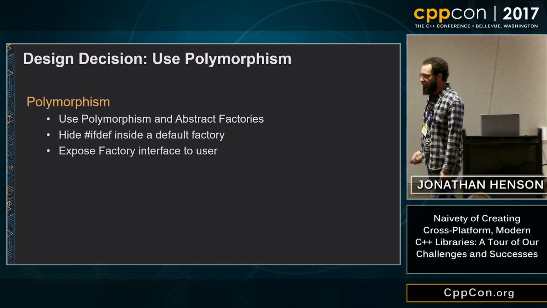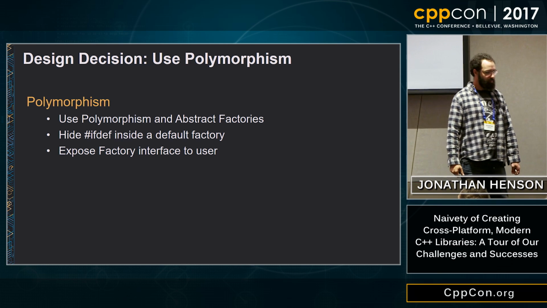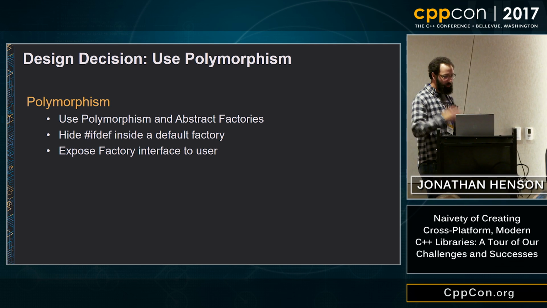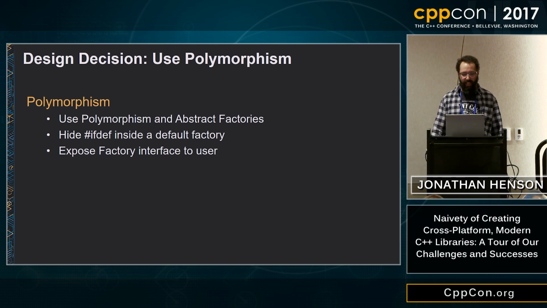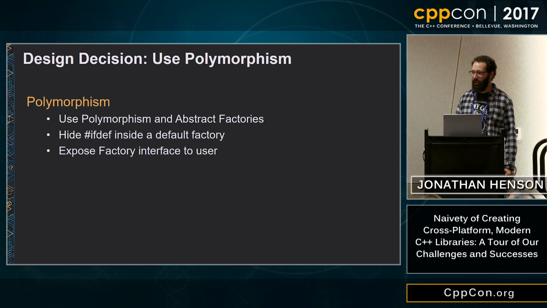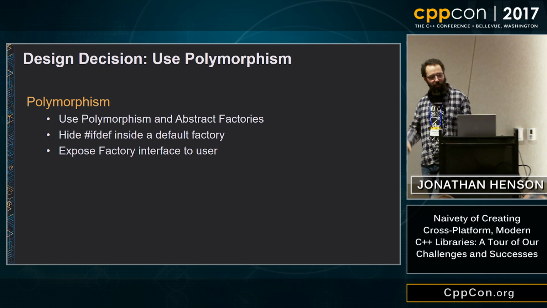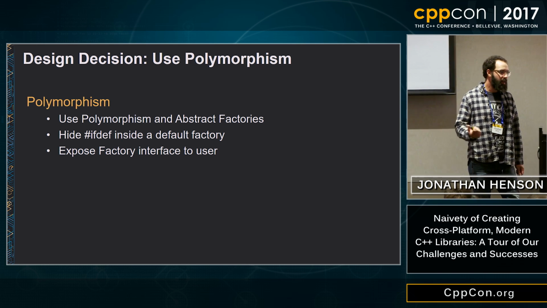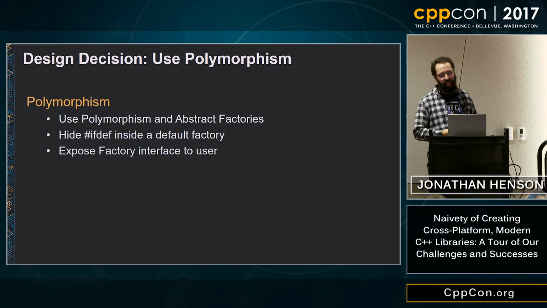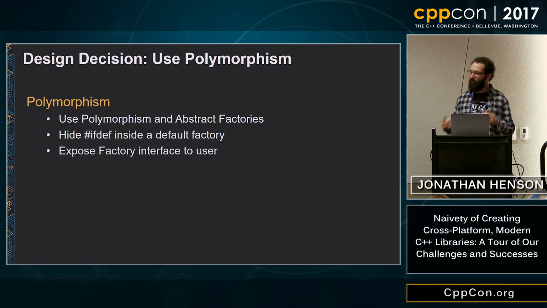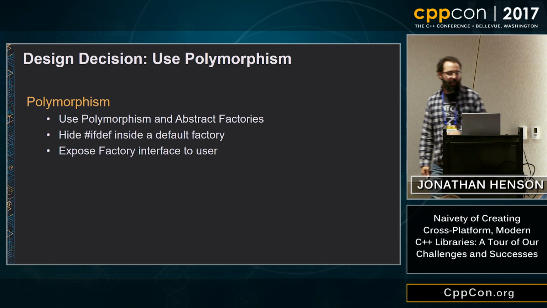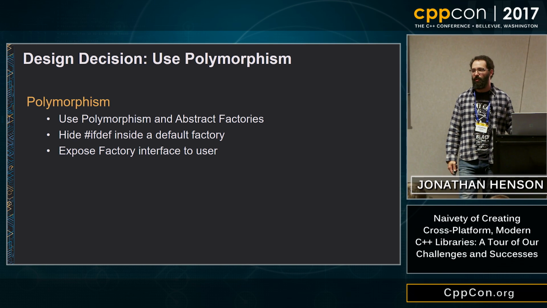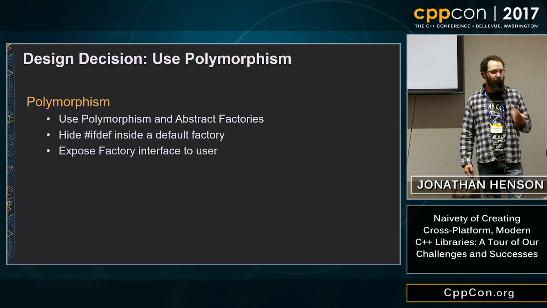So the first decision here was to use runtime polymorphism for this. I'm not going to bore you on Gang of Four style data structures and all of that. I'm assuming you all know how object-oriented programming works, so I will fly through this. We would use polymorphism and abstract factories. All ifdefs get hidden inside a default factory where we join everything together and figure out what got compiled, but they would not be scattered all over the code. And then we would expose a factory interface to the user so they could pass us a factory if they don't want to use the default one.